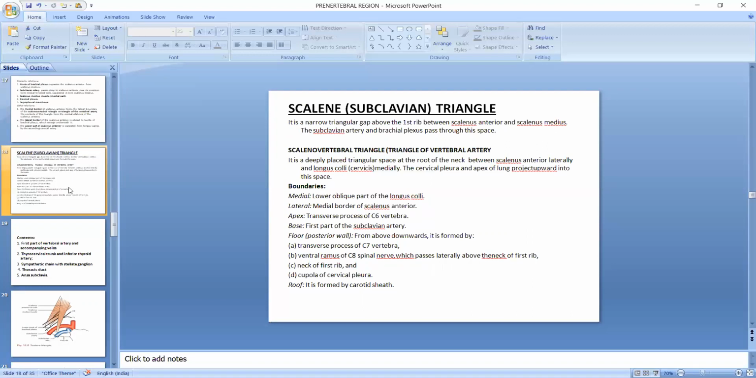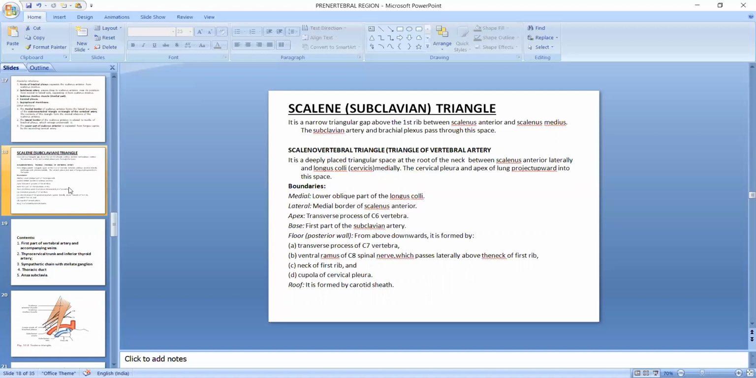Scalenovertebral triangle, or triangle of the vertebral artery. It is a deeply placed triangular space at the root of the neck between the scalenus anterior laterally and longus colli medially. The cervical plexus and apex of the lung project upwards into the space.